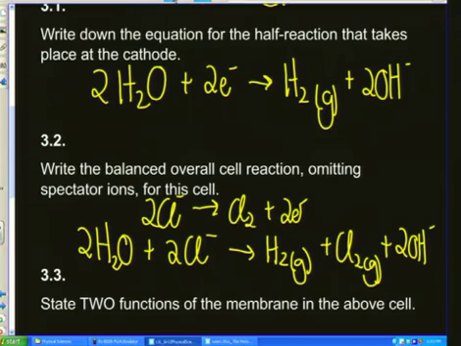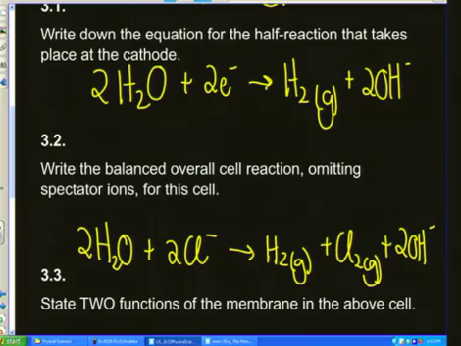Now, what I did with the chlorine wasn't actually needed. It's not what they wanted. All they wanted was that. And we just check that it's balanced. 4 hydrogens, 2 oxygens, 2 chlorines. We're all happy. And I'm going far too fast.